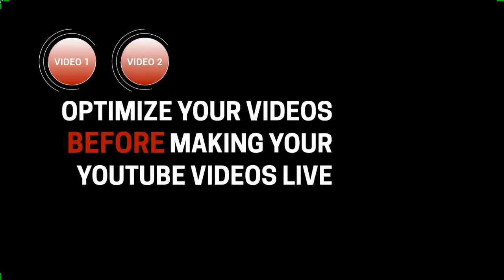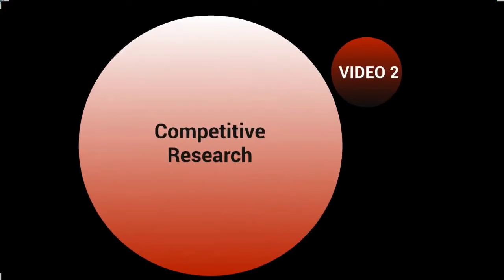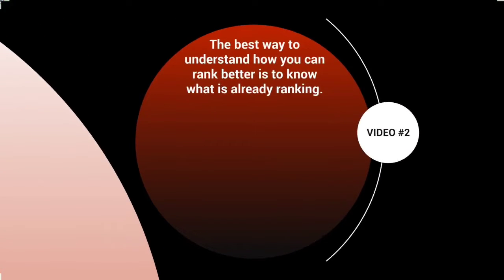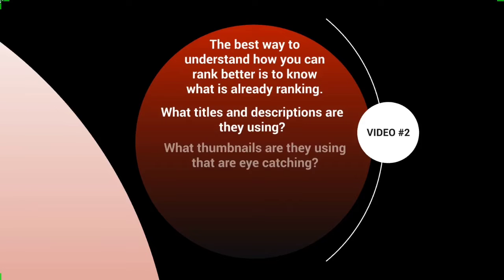Hello and welcome back. This is video number 2. Let's talk about competitive research. The best way to understand how you can rank better is to know what is already ranking in your niche or your market. So what we want to do here is analyze the videos that are on the top. I want you to specifically look at what titles and descriptions they are using, what thumbnails they are using that are eye-catching, and what the user experience is like when you click through those videos.